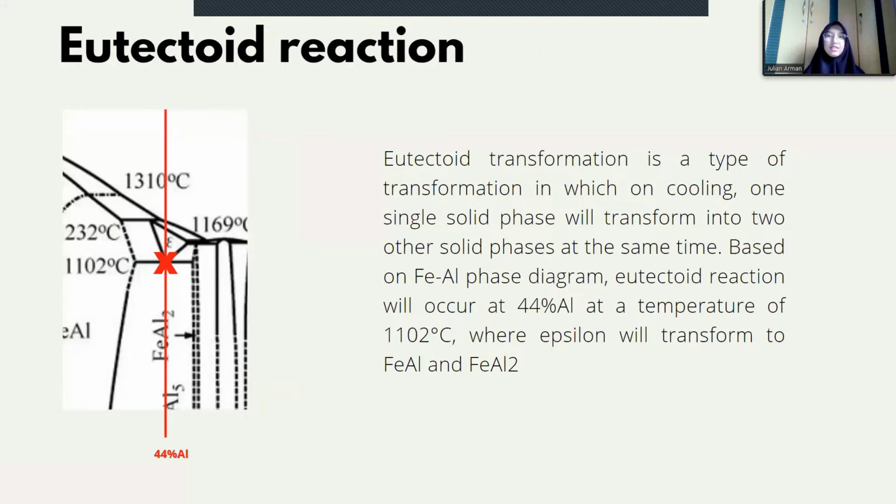Eutectoid reaction. Eutectoid transformation is a type of transformation in which, on cooling, one single solid phase will transform into two other solid phases at the same time. Based on FeAl phase diagram, eutectoid reaction will occur at 44% Al at a temperature of 1102 degrees Celsius, where epsilon will transform to FeAl and FeAl2.